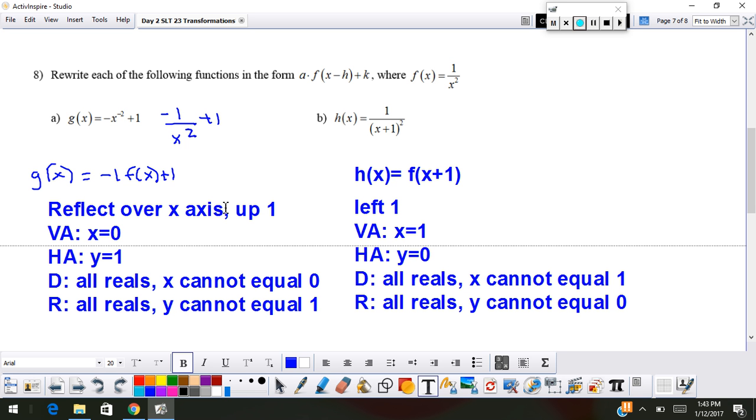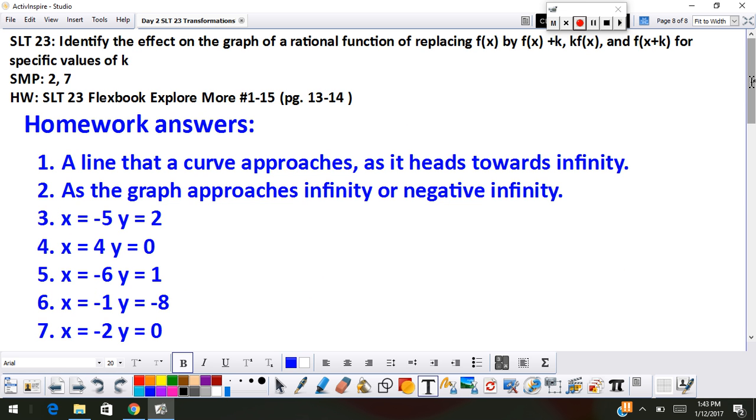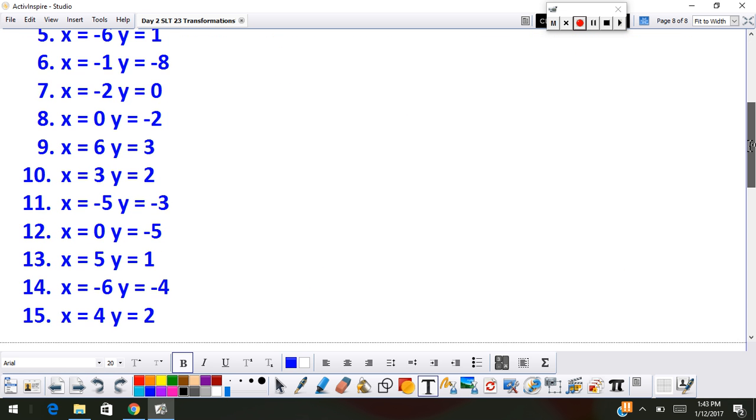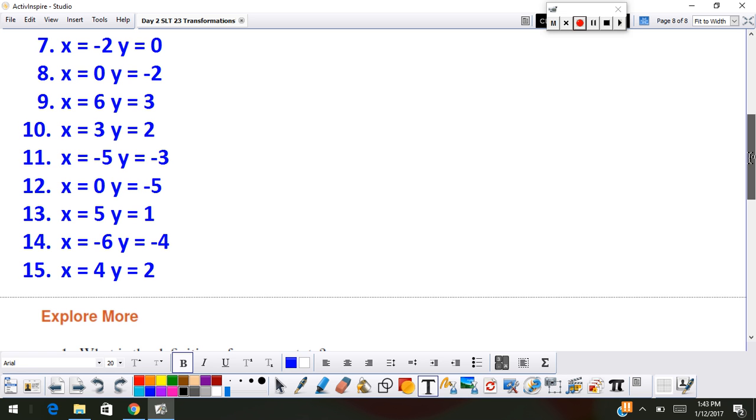Go ahead and start the homework on page 13 and 14. I'm going to go forward and let you see the answers, and they'll also be up on Drive. And we're done.